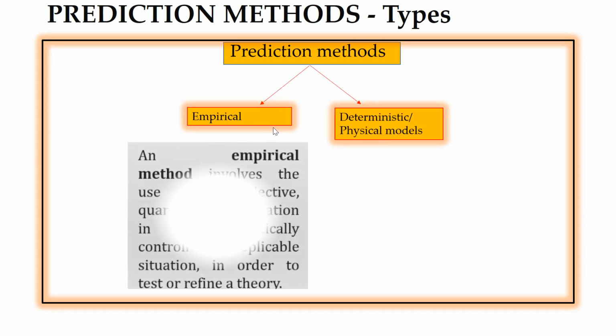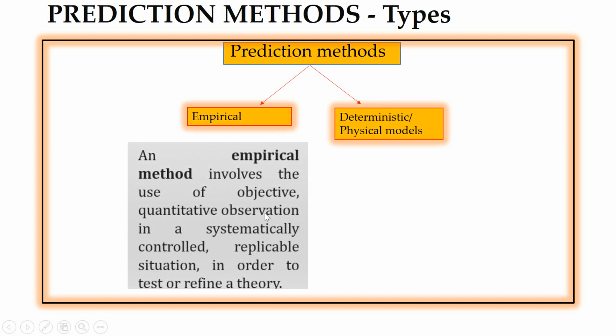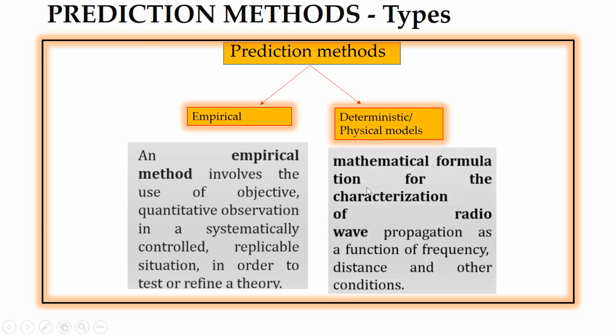So what is the empirical model? Here it involves the use of objective quantitative observation in a systematically controlled, replicable situation in order to test or refine a theory. So what are we going to do here? You're just going to observe all the things. And coming over to the deterministic model, it deals with the mathematical formula for characterization of radio wave propagation as a function of frequency, distance and other conditions. So in the deterministic model, you're just going to put a formula for all the waves.